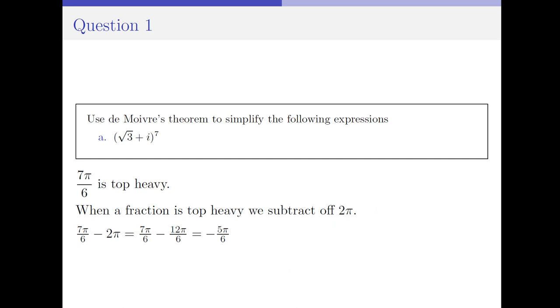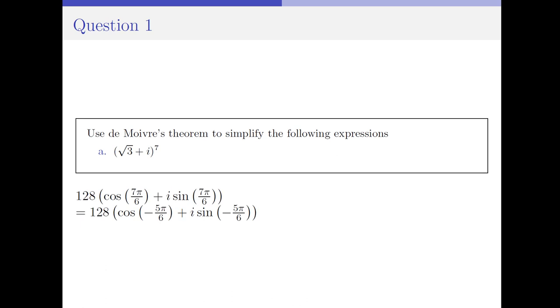So when we have a top-heavy fraction, we'd subtract off 2 pi. So we're going to be doing 7 pi minus 2 pi. What I've done here is I've rewritten 2 pi with the same denominator, so it's got a denominator of 6. So we've got 12 pi over 6, and that's equal to 5 pi over 6. So now we no longer have a top-heavy fraction.